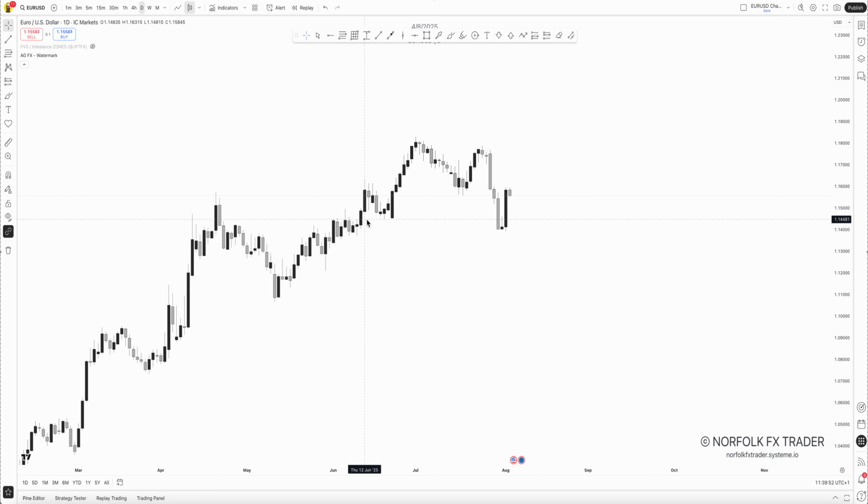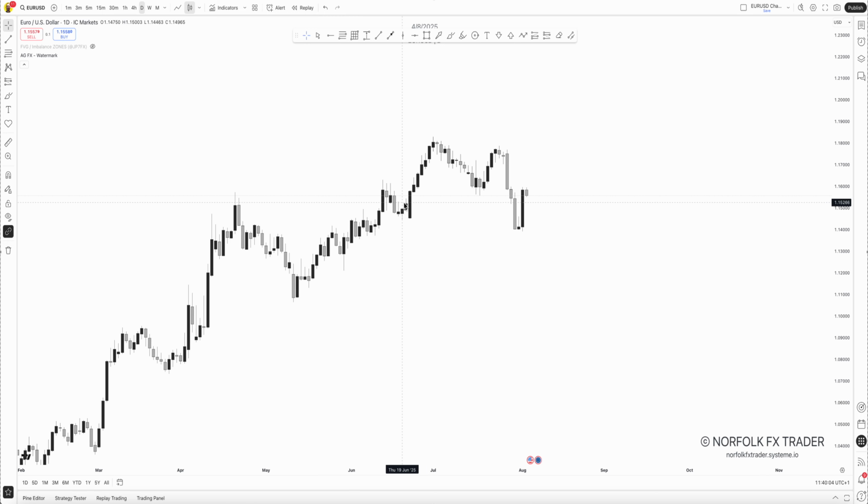So we first look at marking up the daily time frame. Don't start on the lower time frame and then work your way up. It's not going to give you the clarity you need. You want to be seeing the directional bias first on that higher time frame.